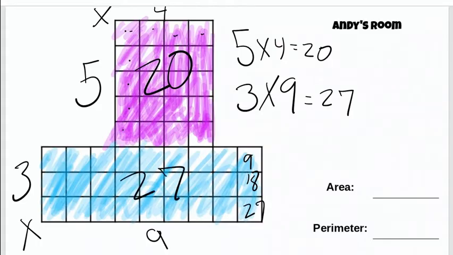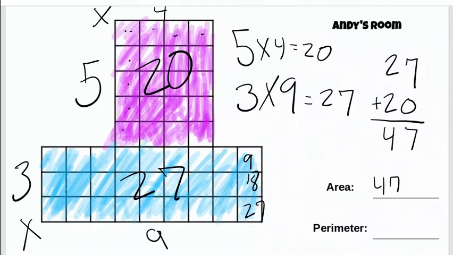So we have 2 sections. One has an area of 20. The other has an area of 27. So we got to put both of these sections together now to get the area of the entire room. So the area of the entire room is 47 square units.